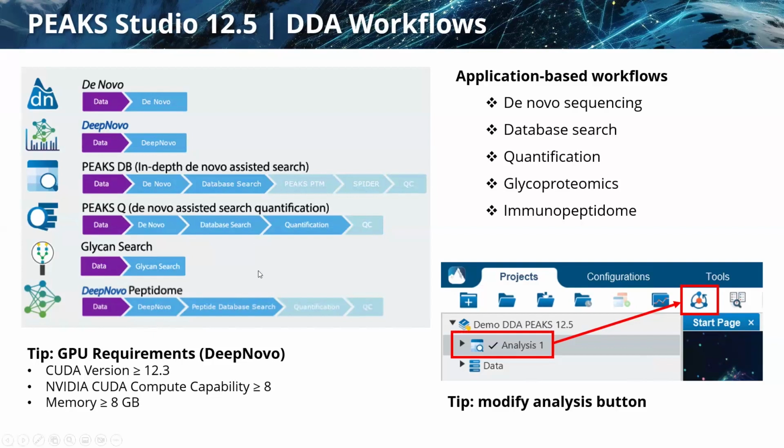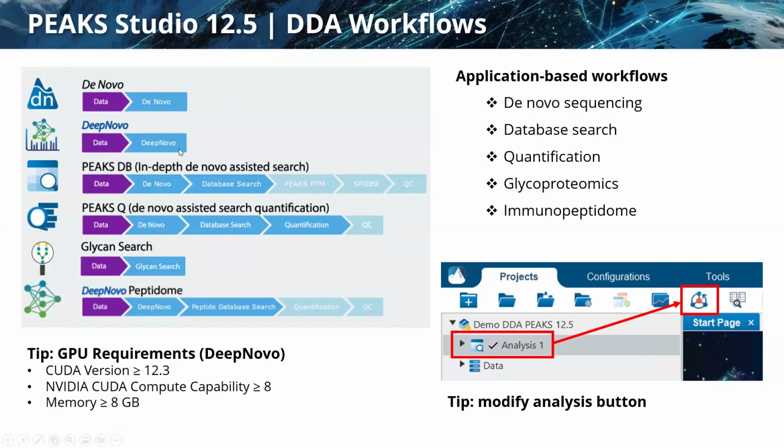For the DDA workflows, the GPU specifically impacts the de novo algorithm, and the GPU is actually required for this algorithm to work properly. So you'll notice for our de novo sequencing options, we have our classical de novo workflow as well as a deep novo analysis too, which is more of a deep learning based method, which has FDR control on it.